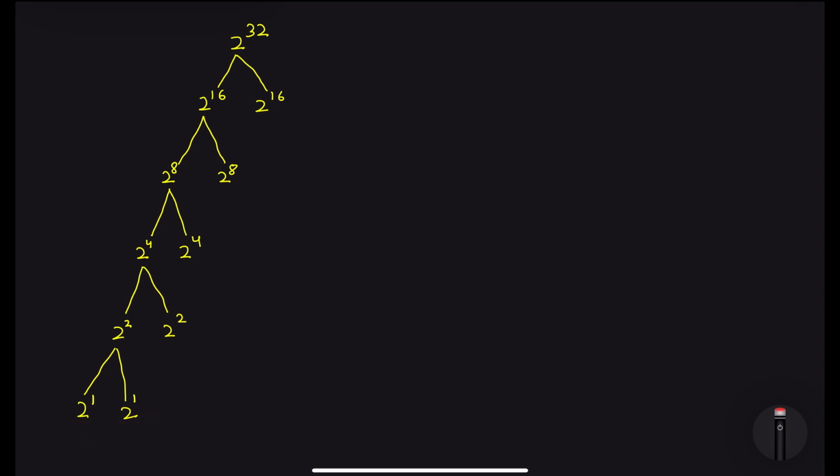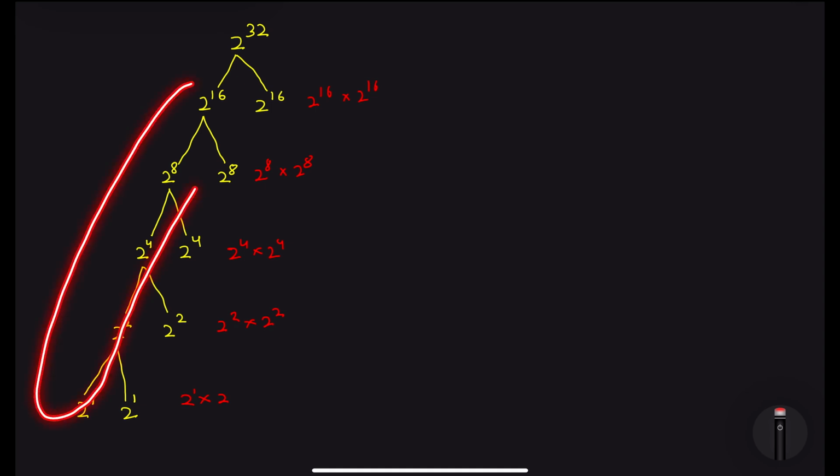In the base case, we will simply multiply 2 raised to the power 1 into 2 raised to the power 1. This will be the value of 2 raised to the power 2. And similarly, on each level, we will do one multiplication and we can get the value of 2 raised to the power 32. Here we have saved some multiplication. So we only need to calculate the left part, as left and right part will be the same.